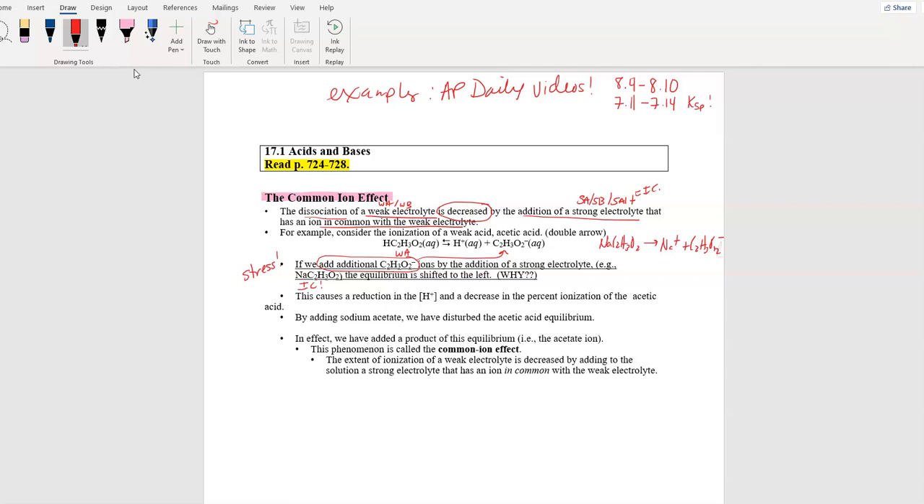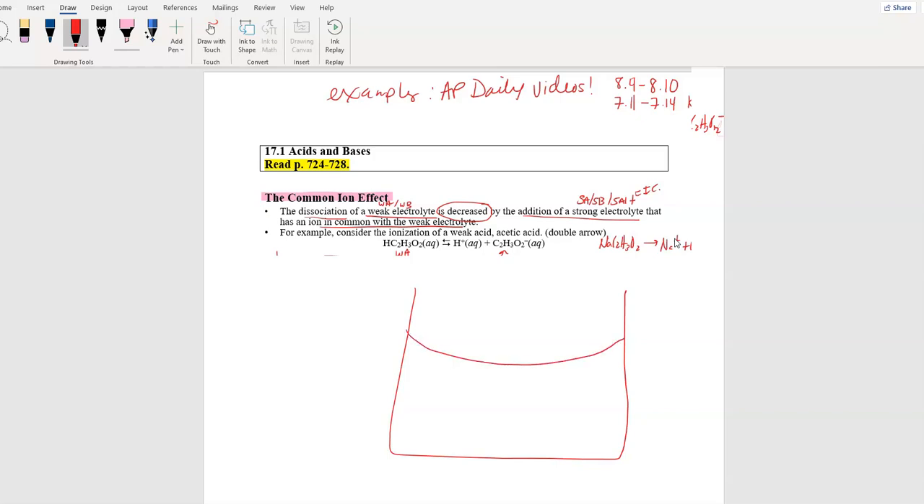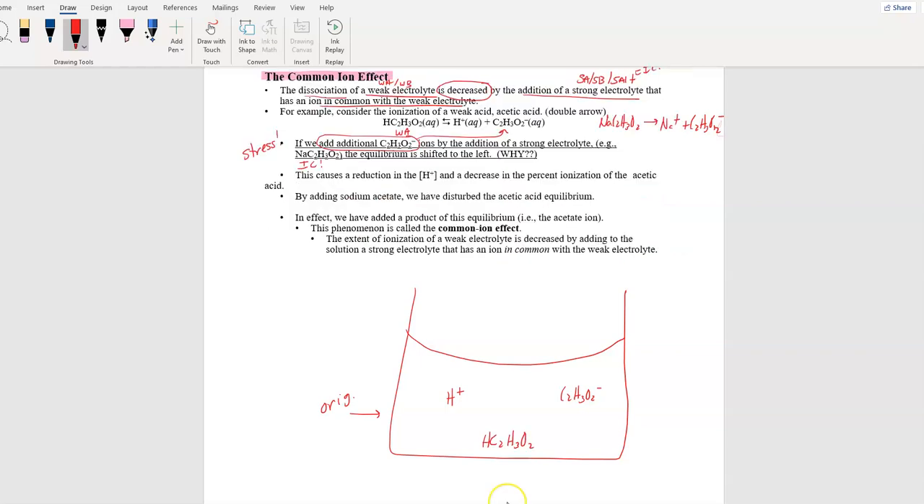So what does this look like in the beaker? Because you really need to visualize this so that you understand. In my beaker, in the beginning, originally, I have my H+ and my acetates, but because acetic acid is a weak acid, I even have the original acid sitting in here. A weak acid doesn't completely dissociate.